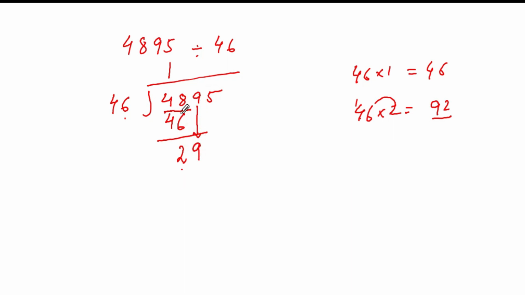Okay, but the problem is here, 29 is still less than 46, isn't it? 29 is smaller than 46. Now what to do? We have another digit over here. So can we take it down? Yes, you can take it down. But one thing which is very important, and you need to note it down, is when you are taking two numbers down together.